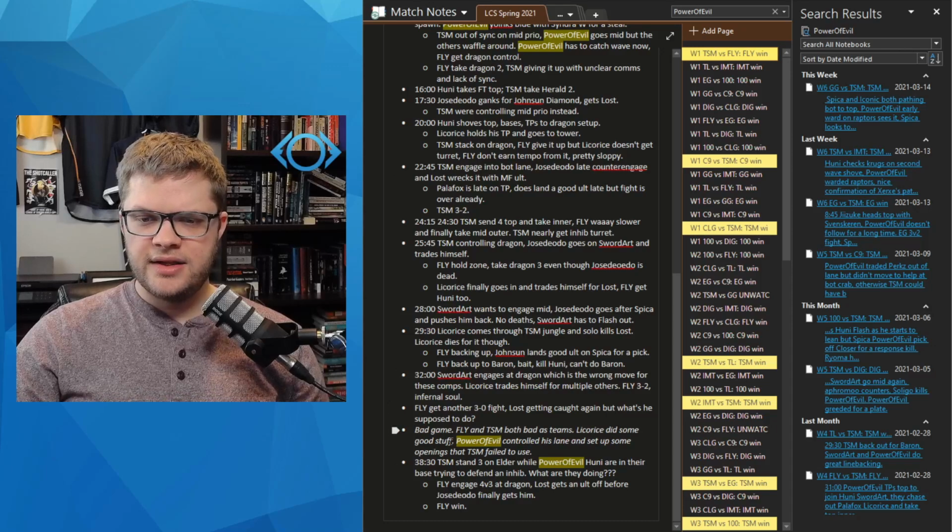And then at the end of the game, I'll sometimes put italicized notes that are more like overall observations. So I thought he controlled his lane and set up some openings that TSM failed to use.